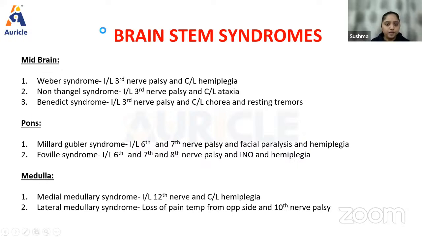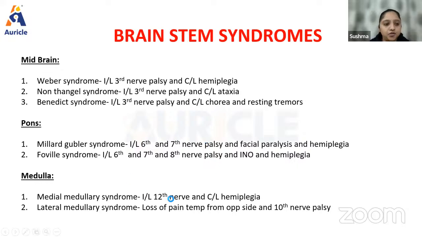What is Weber syndrome? Weber syndrome is ipsilateral third nerve palsy and contralateral hemiplegia. There's Benedict syndrome, where there is ipsilateral third nerve palsy and contralateral chorea and resting tremors. Nothnagel involves ipsilateral third nerve and contralateral ataxia. Third nerve comes from midbrain. Along with third nerve, different structures may get involved. If red nucleus gets involved, results in Benedict syndrome. If pyramidal tracts get involved, results in Weber syndrome. Isn't it? Just one nerve palsy with some other motor manifestation gives rise to a different brainstem syndrome altogether.